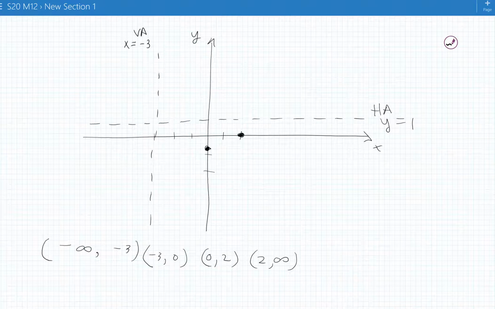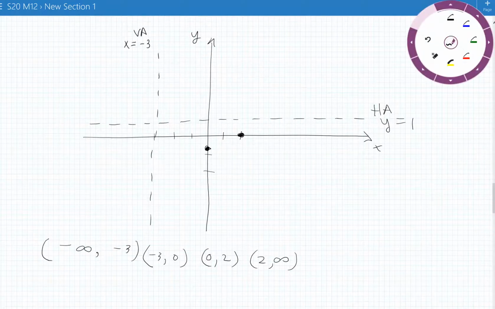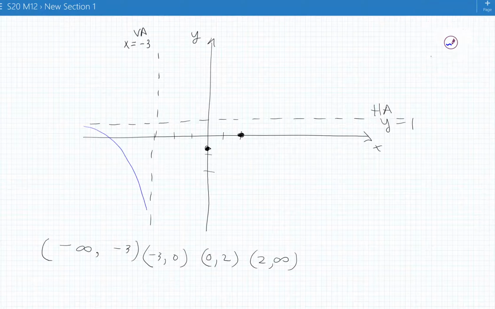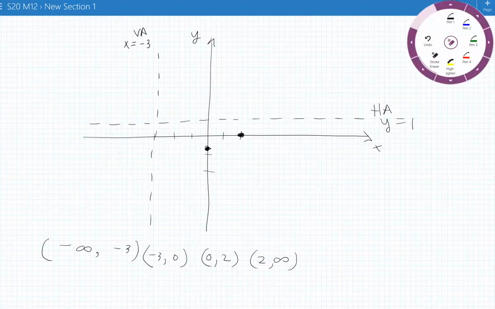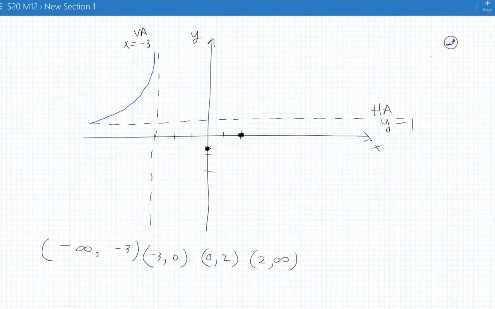Okay, so from negative infinity to negative 3, you have to approach the horizontal asymptote and you have to approach the vertical asymptote. So one possibility would be to go like this, but do you see that you can't do that because then you crossed the vertical asymptote and that can't happen. So because you must approach the vertical asymptote and you must approach the horizontal asymptote, that gives you only one choice for the shape.